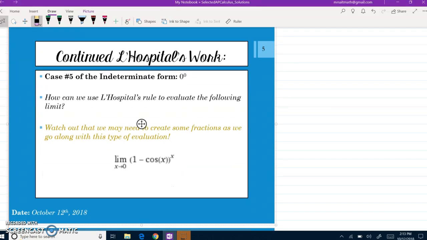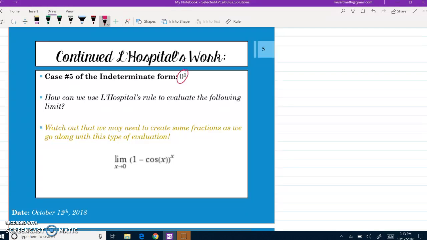Hey AP Calculus students, this video is going to cover the remaining two cases of indeterminate form that we didn't have a chance to wrap up in class. So the first problem is one that we had started on. This is the 0 to the 0th power version of indeterminate form.